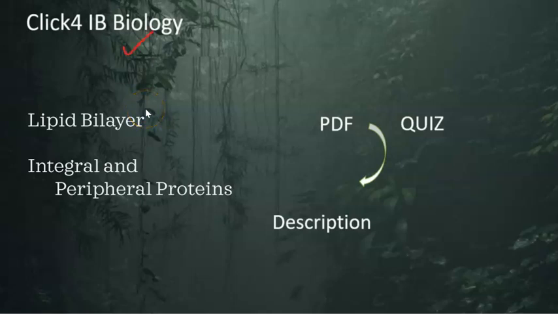Click for IB Biology. We're still looking at the cell membrane structure, and we're with lipid bilayers. And now we're starting to look at the role of proteins in those bilayers. And here we will look at the idea of an integral and a peripheral protein.